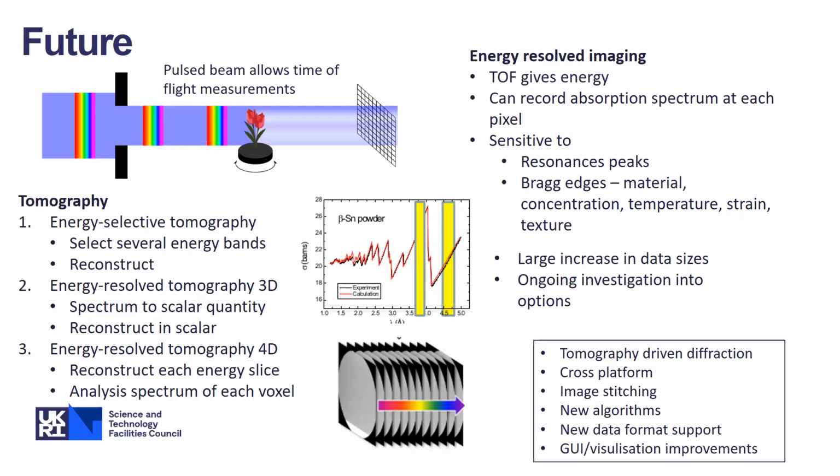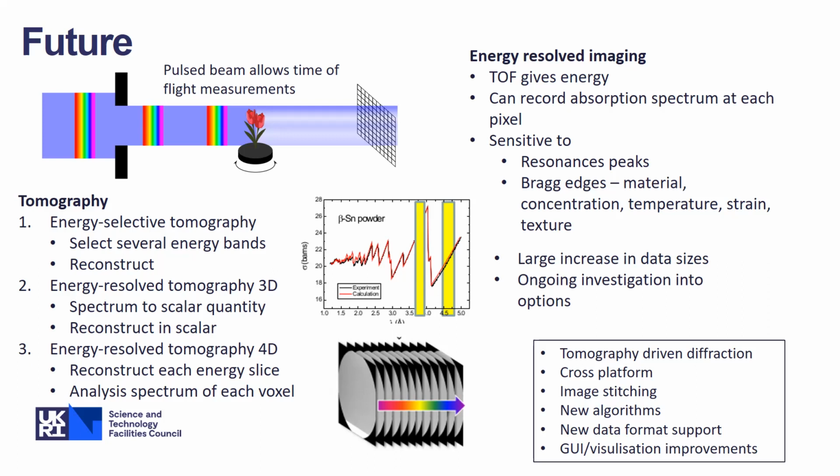The future. So one of the things that we want to be able to do is energy resolved imaging and energy resolved tomography. So there's quite a few options for exactly what this could mean. The basic idea is you record the time of arrival of your neutrons. So you start going into event mode. And by that time of arrival, you can work out what the energy of that particular neutron was. And you can then, for each pixel, now have a spectrum rather than just a count.